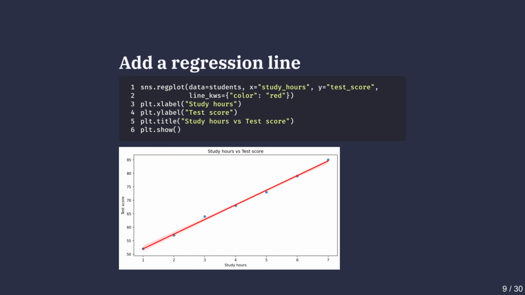To add a regression line, instead of using the scatterplot function, we'll use the regplot function from Seaborn. If you want to learn more about Matplotlib and Seaborn, I have made detailed tutorials that you can check out. I have linked them in the video description.